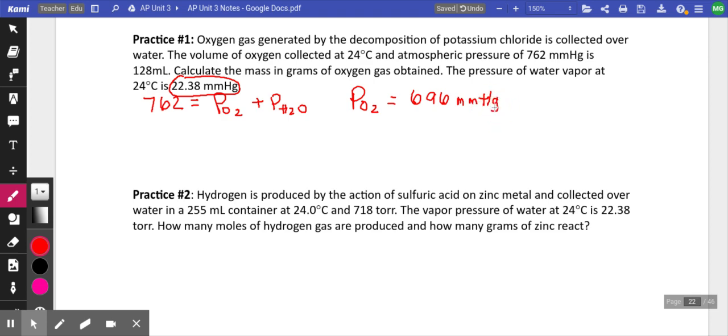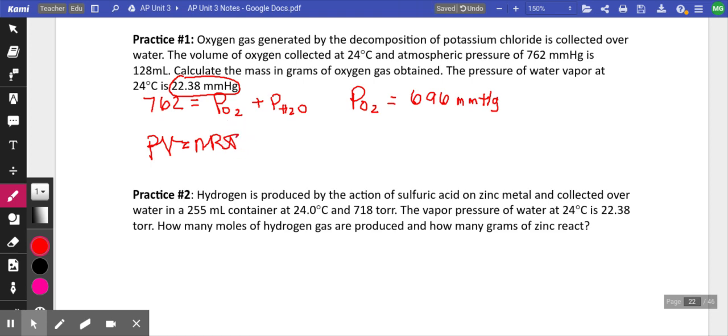Remember, millimeters of mercury is another way of saying torr. And so then, now I can do a little bit of ideal gas law equation here. I can do my ideal gas law equation to figure out my moles of oxygen gas that I obtained from this. So I'm going to use my PV equals nRT equation.